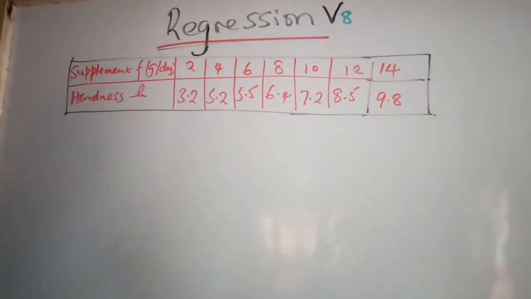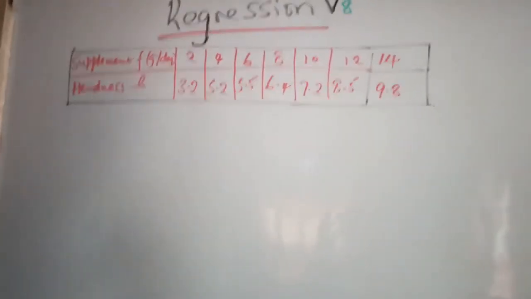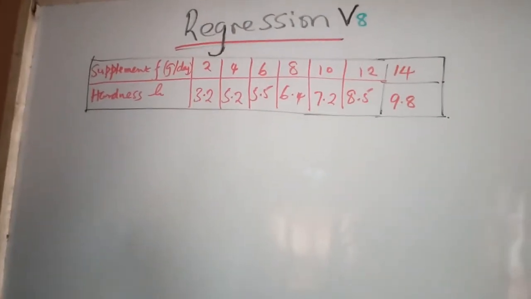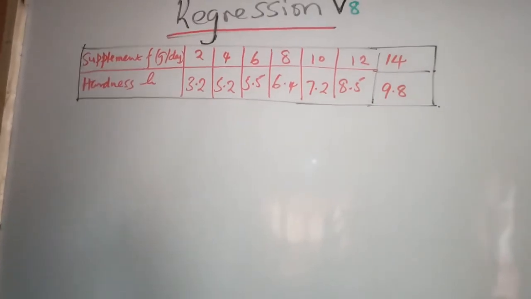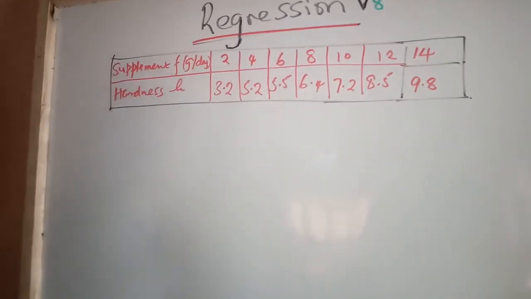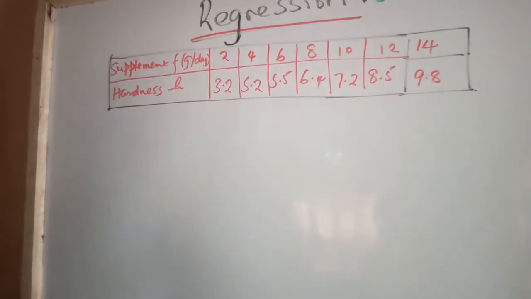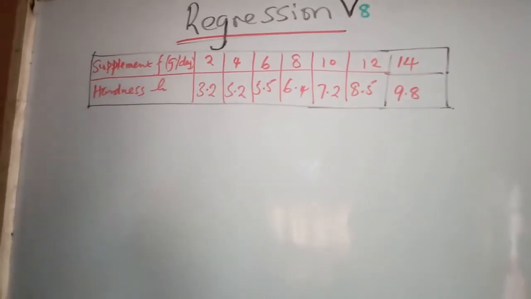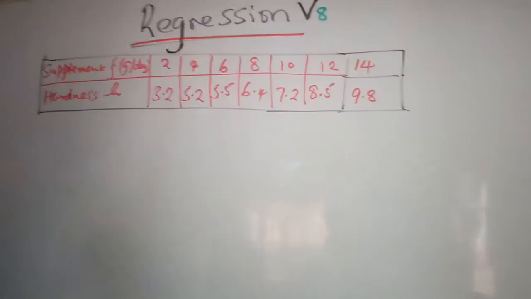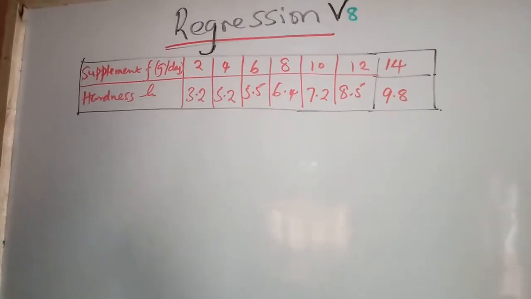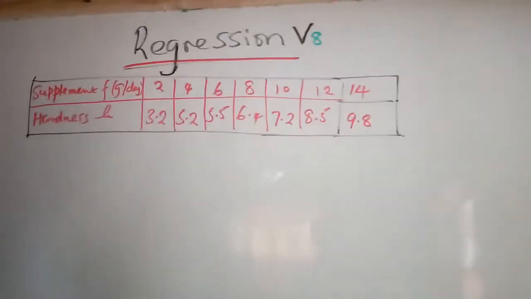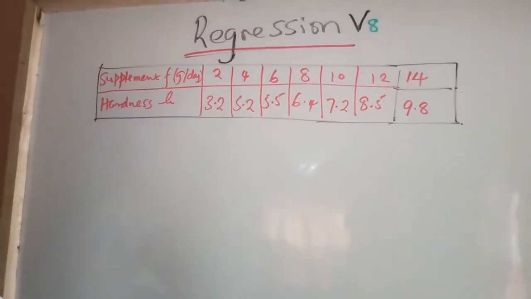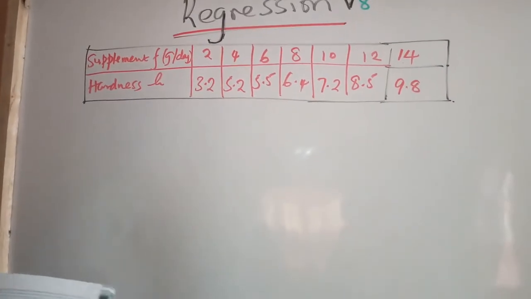Straight to the question. Part A, find the equation of the regression line of f on h. Part B, interpret what the values of A and B tell you. And Part C, explain why you should not try to calculate the shell hardness for a food supplement of 20 grams per day.